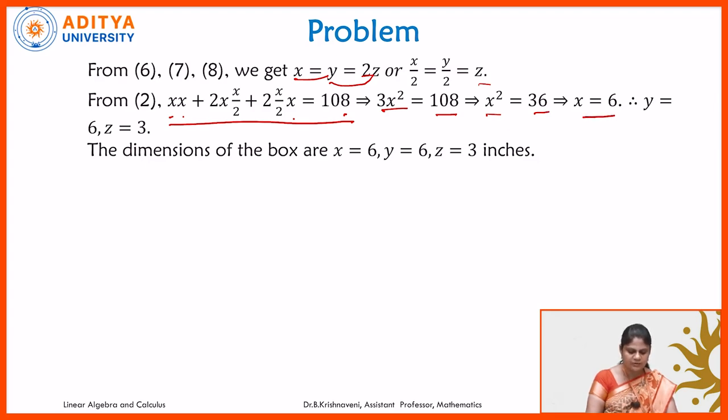By using x is equal to 6 and the relations, y is again 6, and z is 3. Therefore, the dimensions of the box are x is equal to 6, y is equal to 6 and z is equal to 3, for which it has maximum capacity, that is volume.